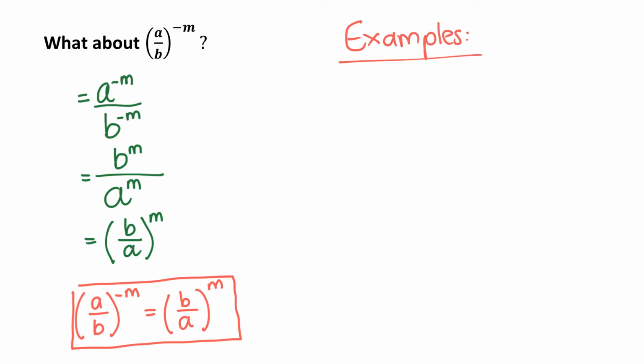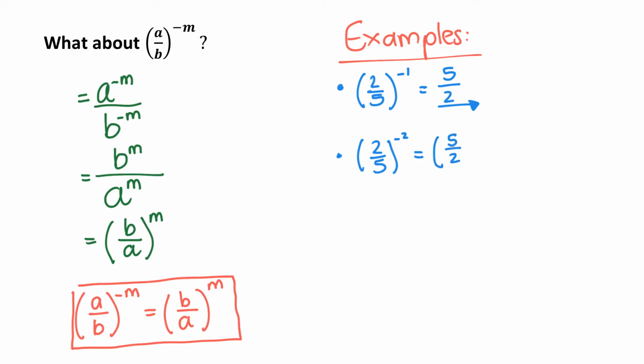So first example, if I've got 2/5 to the power of negative 1, that will be the same as 5 halves, or 5 out of 2. Next example, if I've got 2/5 again, but now I'm raising it to the power of negative 2, that will be 5 halves to the power of 2, which will equal to 5 squared, 25, and 2 squared, 4. One more.